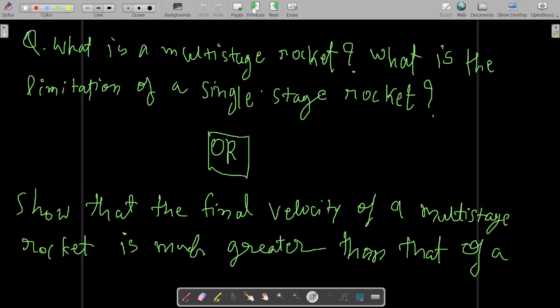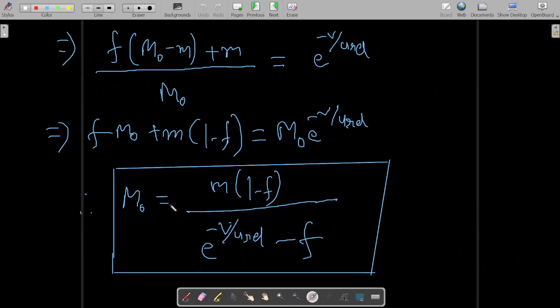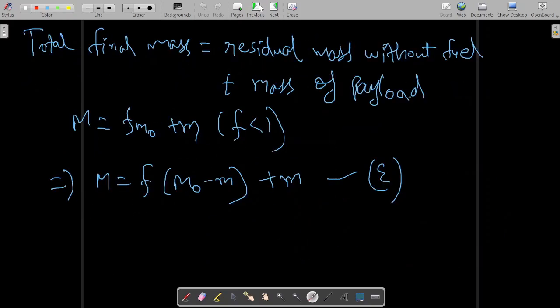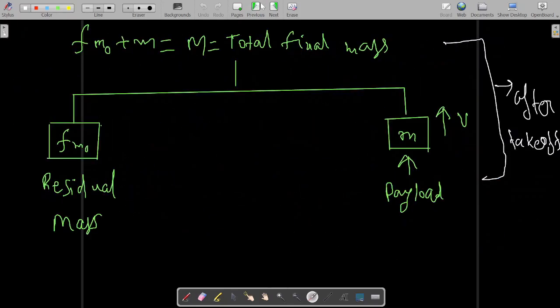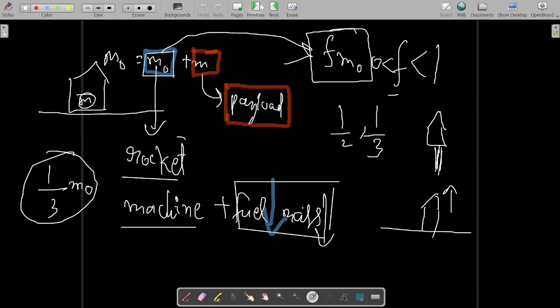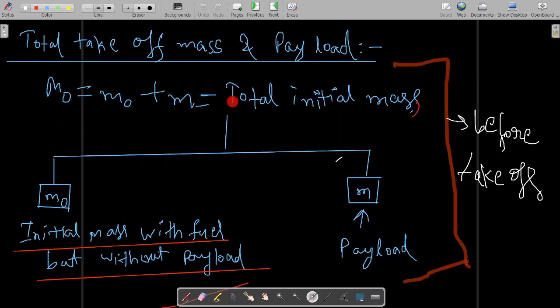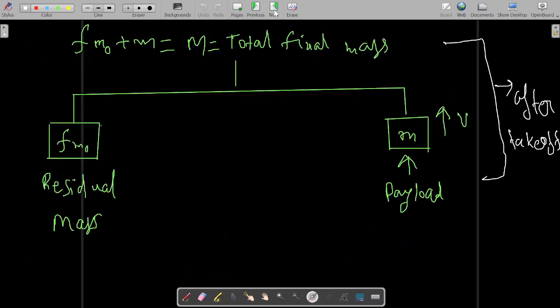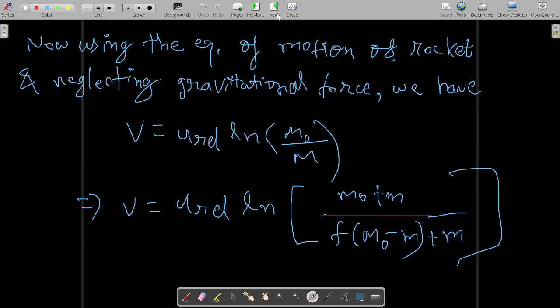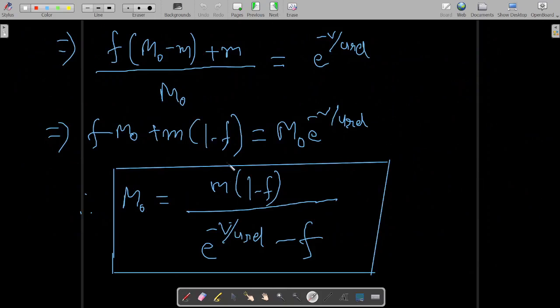Now, so what is this expression? This is the expression for initial mass of the rocket. What was your capital M0? Let us see over here. Okay. Total initial mass of the rocket. So the expression for total initial mass of the rocket you have obtained over here. This is the expression for total initial mass of the rocket before takeoff.